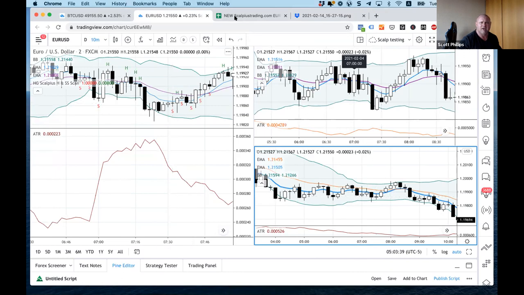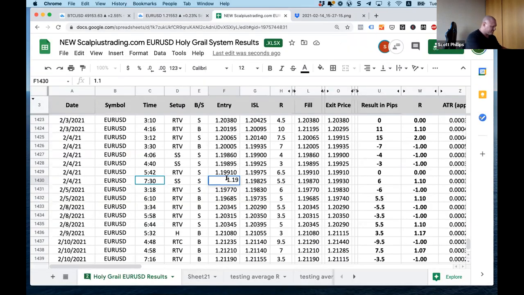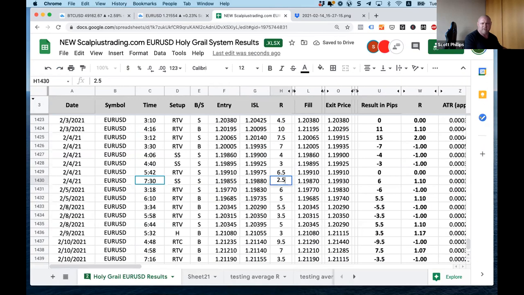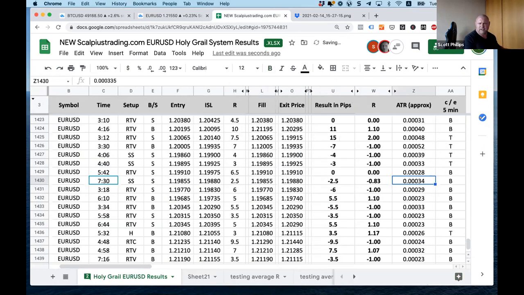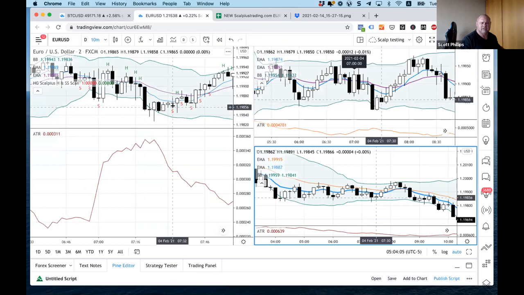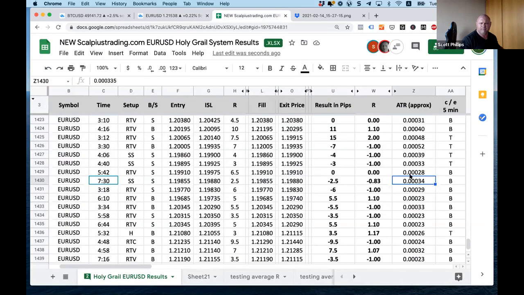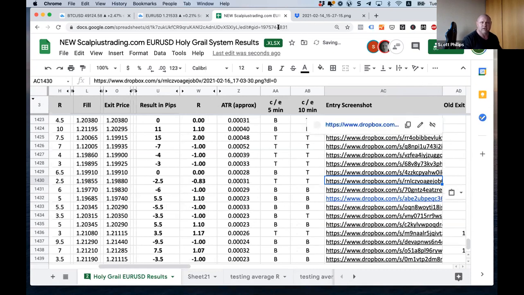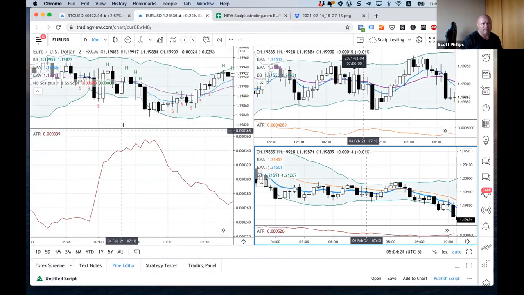1.19855, 1.1988. It's a minimum viable out trade. Yeah, it's a minimum viable out, 2.5 pips, right? And it's minus 0.83R, and the ATR is 0.00311. And we are... Trend and new screenshot there. Thank you. Really well picked up, man.